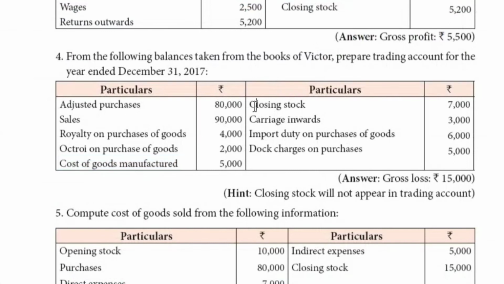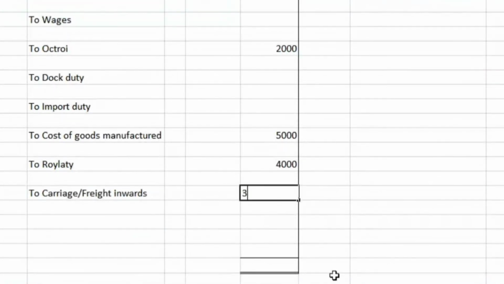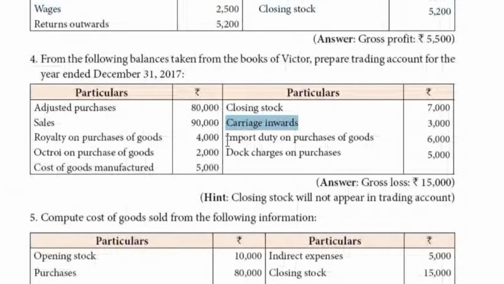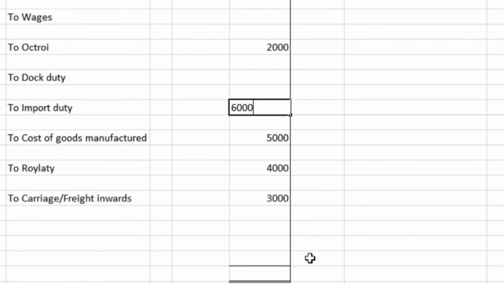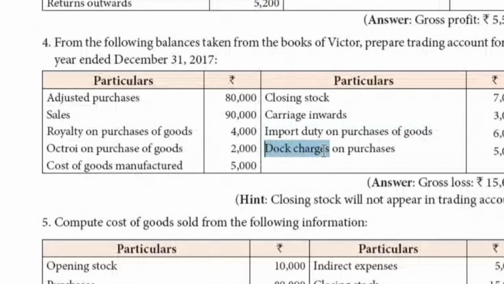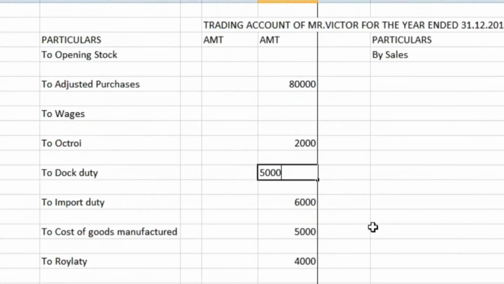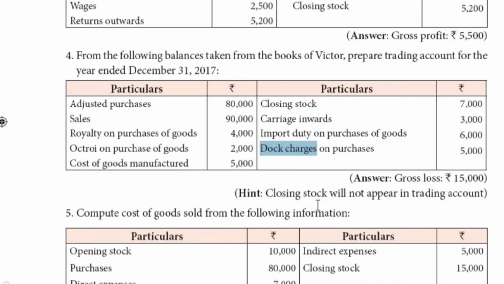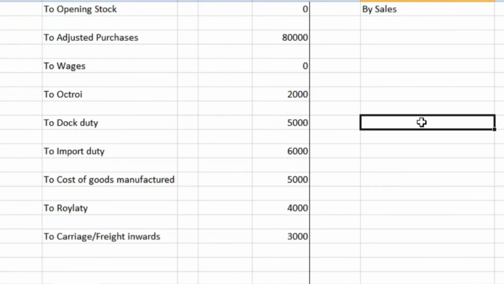Then closing stock will not come. So ignore, skip. Carriage inwards 3,000. Import duty 6,000. So import duty here is 6,000. Then we have dock charges 5,000. Now the other items which are not there. With that it's over. From the problem we've taken everything. The other items which are not there are opening stock 0 and wages 0. So these are the 2 items which are not there. Just put a 0 for it.